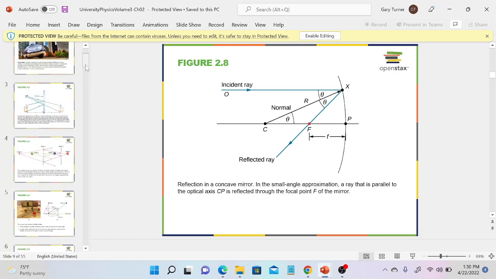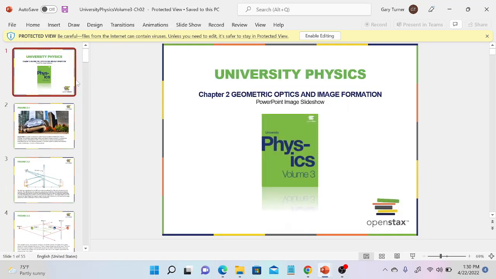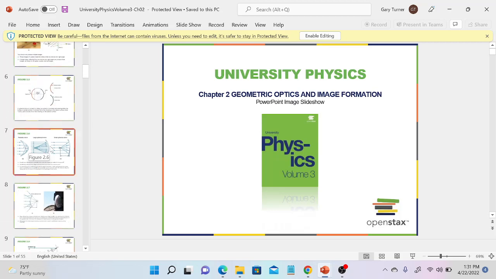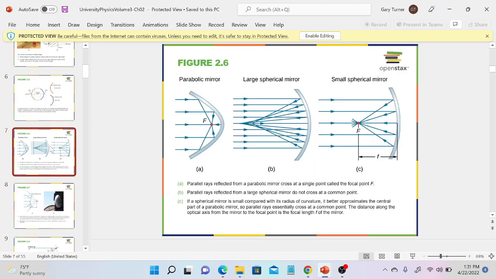Okay, now we want to start looking at the topics of geometric optics and image formation. And to start, we're going to look at the issue of mirrors, and we're going to focus specifically on the curved mirrors.